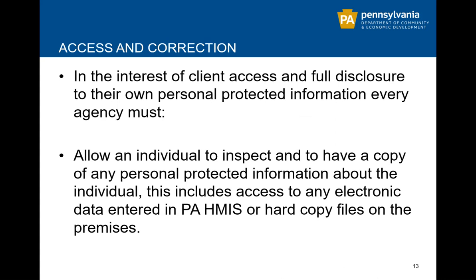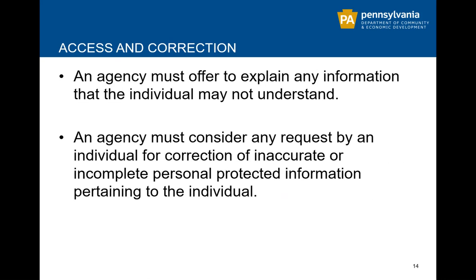Access and correction. In the interest of client access and full disclosure to their own personal protected information, every agency must allow an individual to inspect and to have a copy of any personal protected information about the individual. This includes access to any electronic data entered in HMIS or hard copy files on the premises. An agency must offer to explain any information that the individual may not understand. An agency must consider any request by an individual for correction of inaccurate or incomplete personal protected information pertaining to the individual.